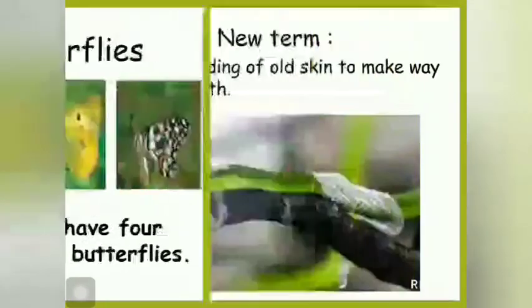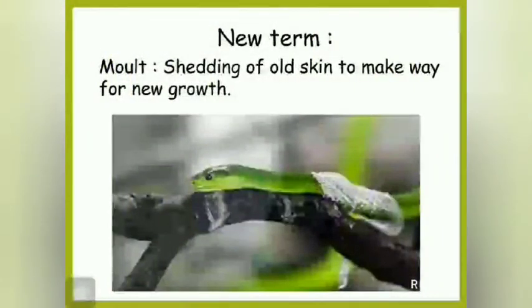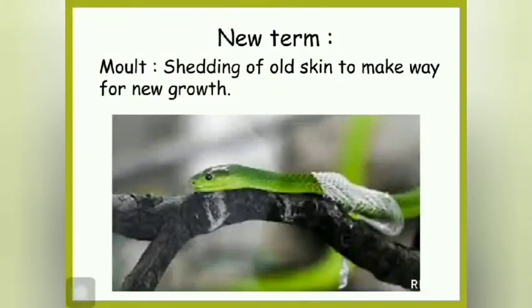Children, in this lesson we have learned 2 new terms. The first one is molt. Shedding of old skin to make way for new growth is called molt.